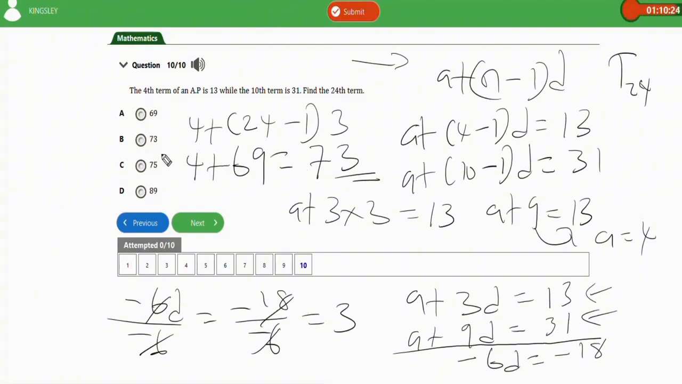It's as simple as this. This is basically how you can solve this kind of problem easily and fast for your JAMB Maths. Remember, these are the questions under sequence and series. Let's end the video, guys.